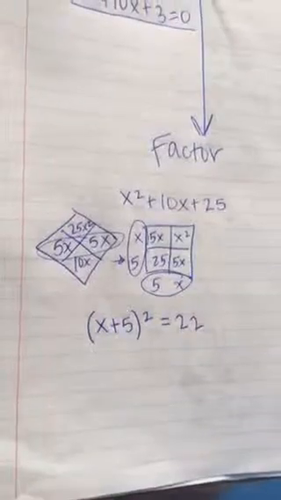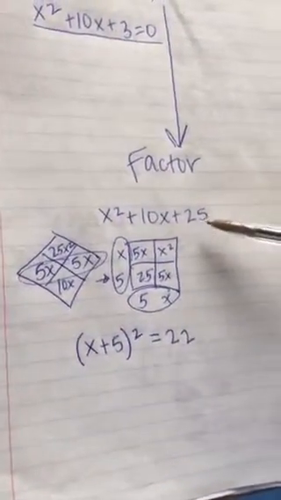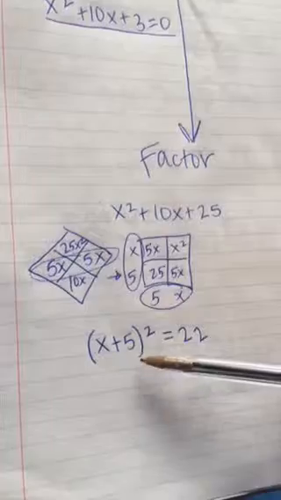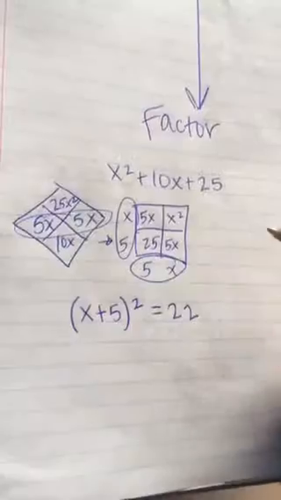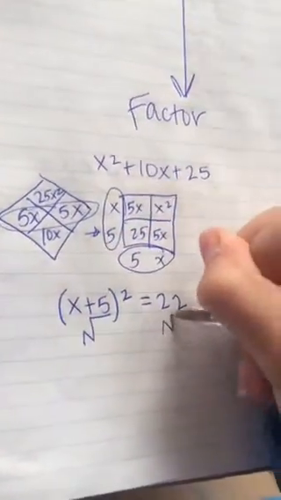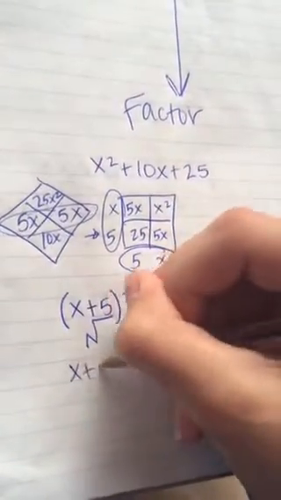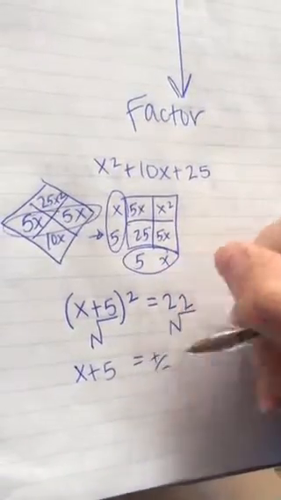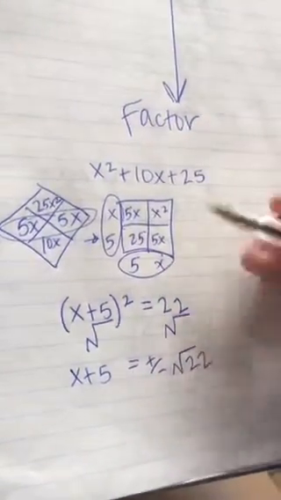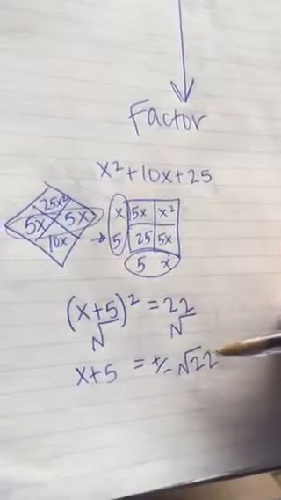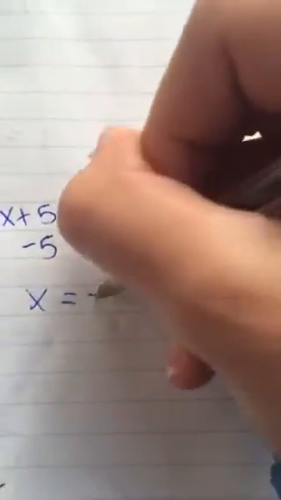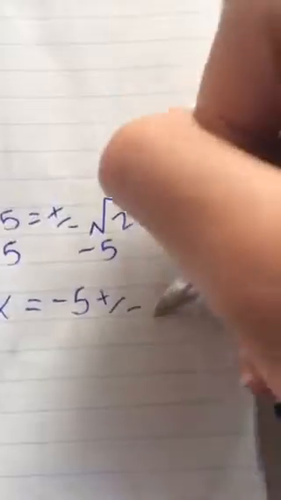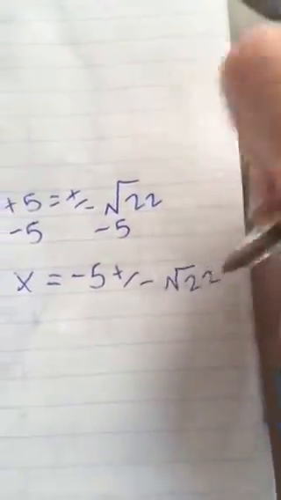The next step is to factor. So you factor this equation out, and you should get an end result of x plus 5 squared, and then you have to pull down the 22. Then you have to square root both sides of the equation, and then you're left with x plus 5 equals plus or minus the square root of 22, because you don't want to square root 22 because then you'll get some big irrational number. We're going to subtract 5 from each side, then you're left with x equals negative 5 plus or minus the square root of 22.